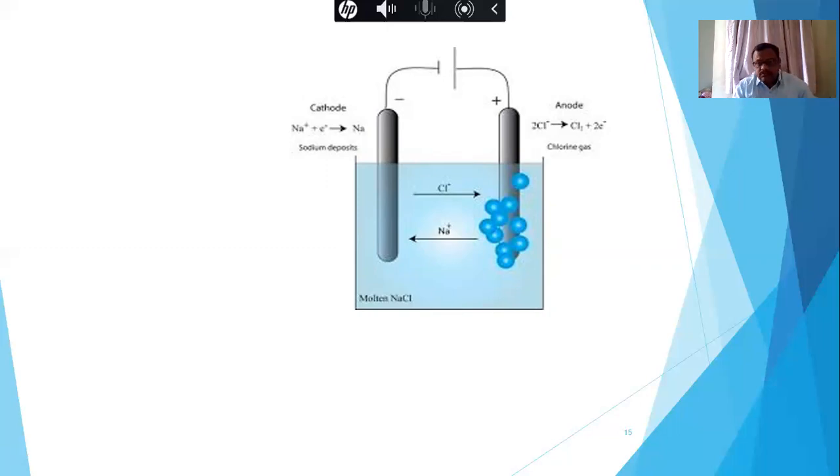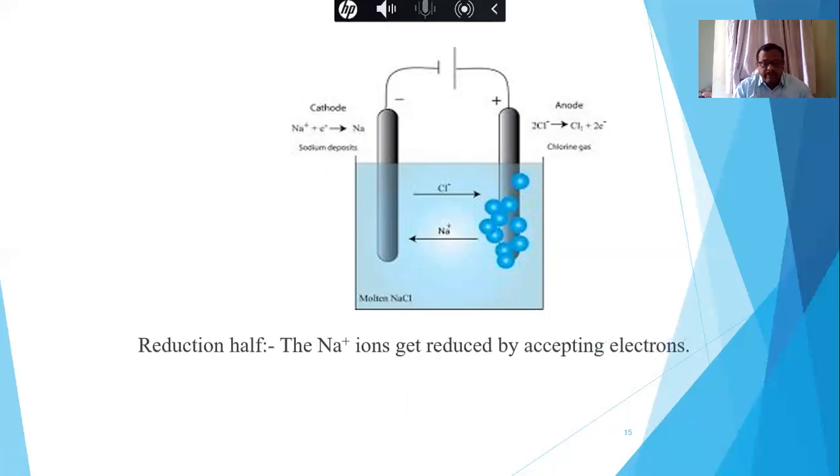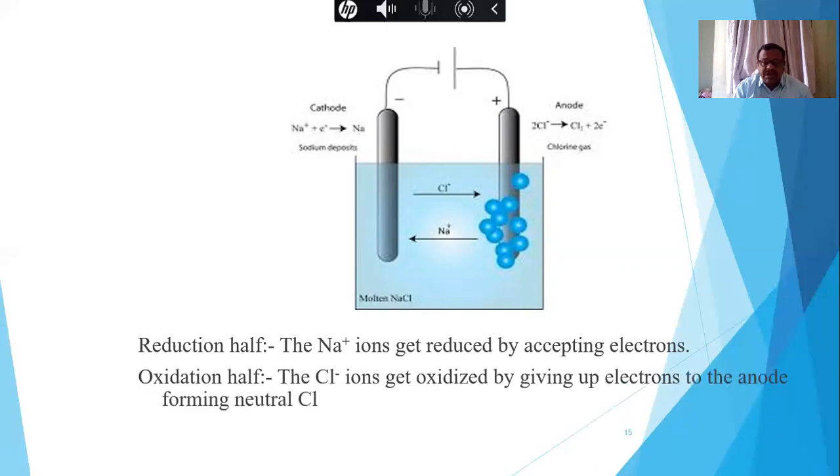Here there is a reduction half reaction, and in this reduction half reaction sodium ions get reduced by accepting electrons, and in the second, oxidation half reaction, the chloride ions get oxidized by giving up electrons to the anode, forming neutral chlorine.